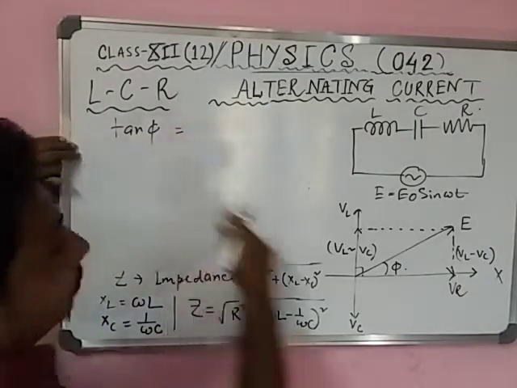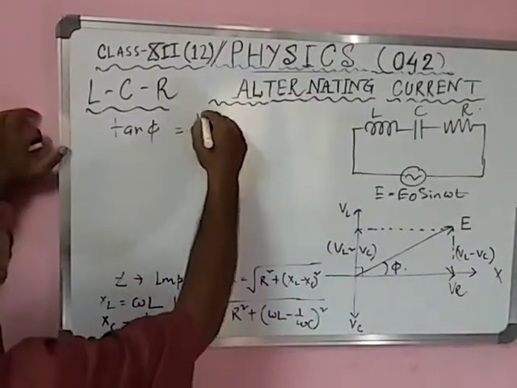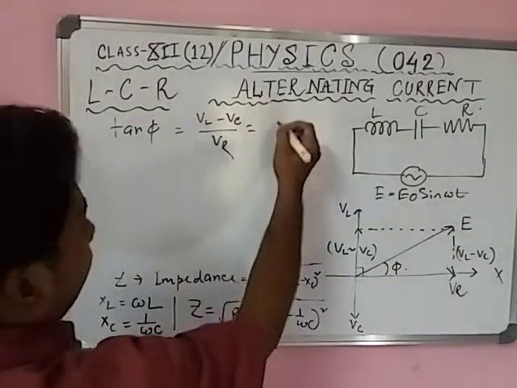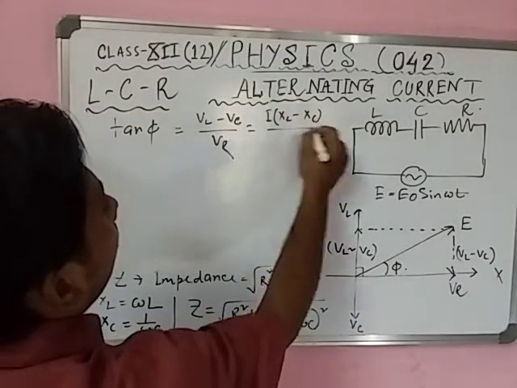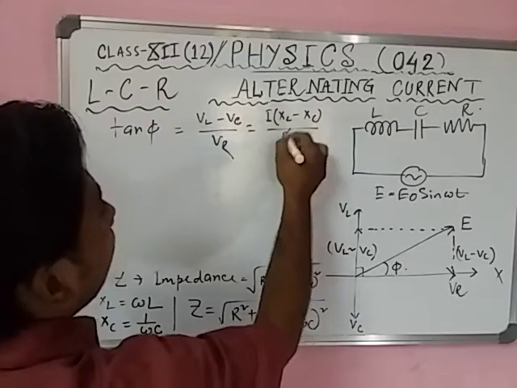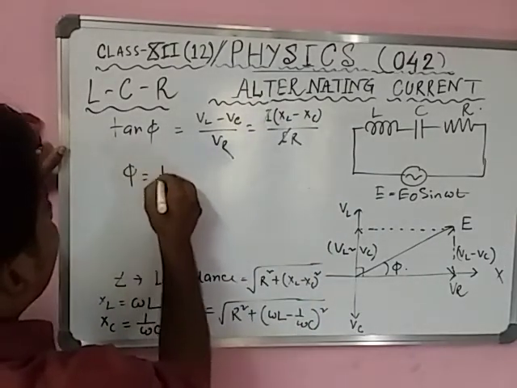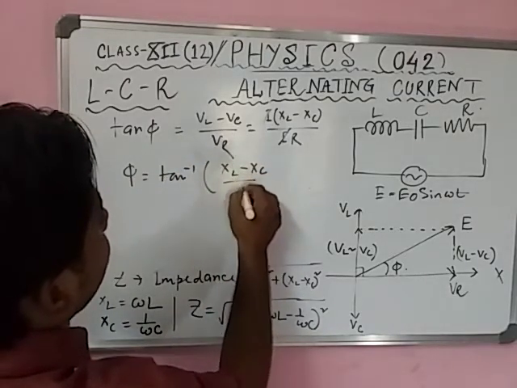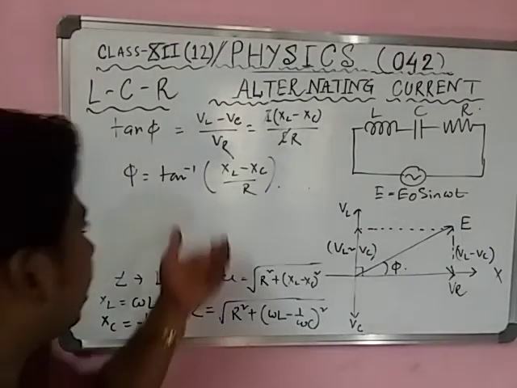Tan phi equal to how much? Perpendicular by base. So perpendicular means VL minus VC by base here. So here we can write I into XL minus XC by R, meaning IR. I cancels out, so phi is equal to tan inverse of XL minus XC by R. This is your phase difference.